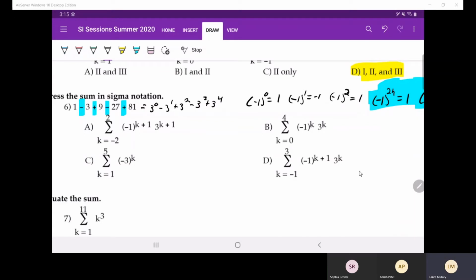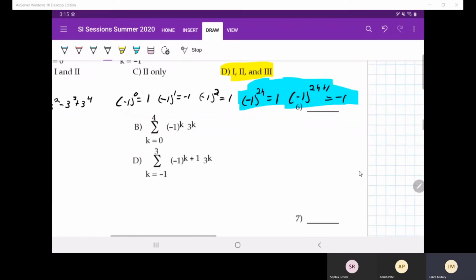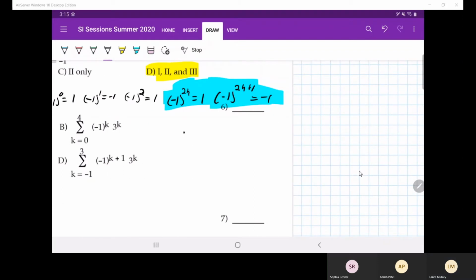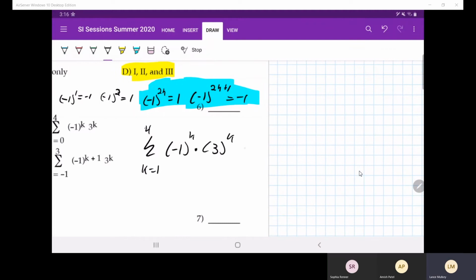So what I would do is I would say sigma, k equals 1 to 4. I'm just going to say 4 because we have that here. -1 to the k times 3k. And that equals -1.